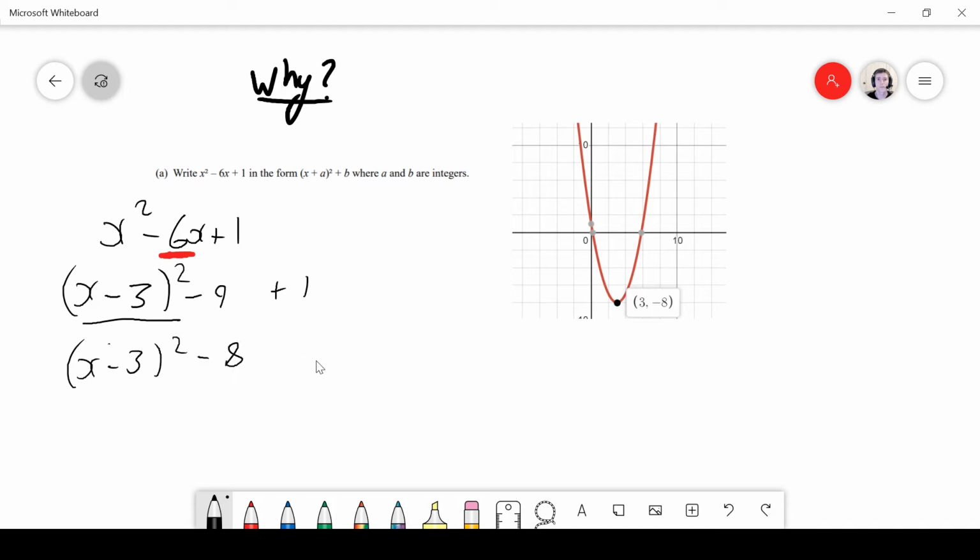And then what we can get from there is that the turning point of this graph is going to be negative whatever's inside this bracket. So we have here it's minus 3, so it's minus minus 3, which is just 3. That's our x coordinate. And then on the outside, whatever the value on the outside is, that's the y coordinate of the turning point. And so we end up with 3 comma minus 8, as we can see right here. That is the turning point of that graph. So that is why we do it.